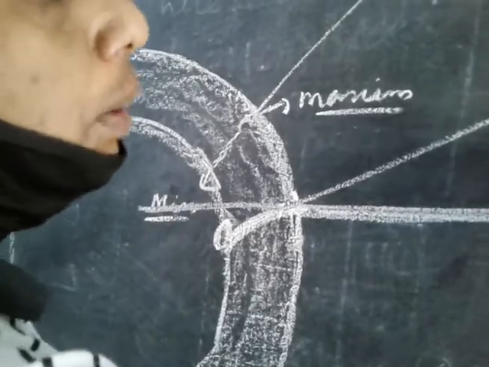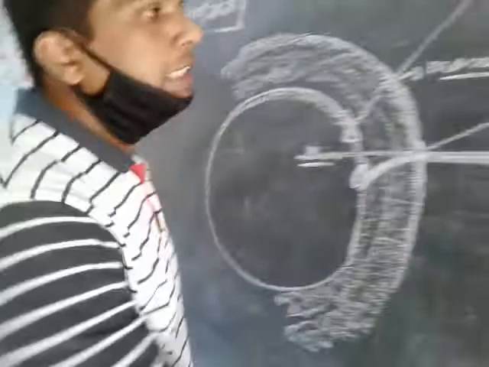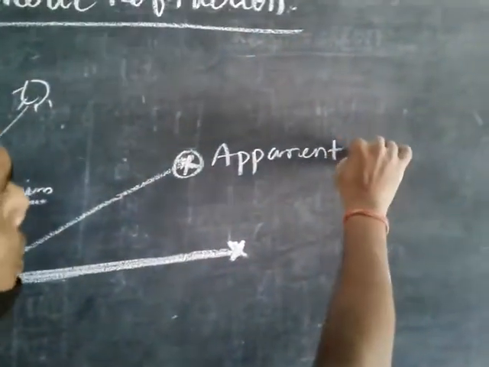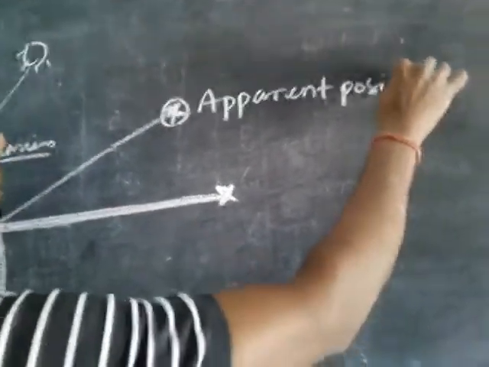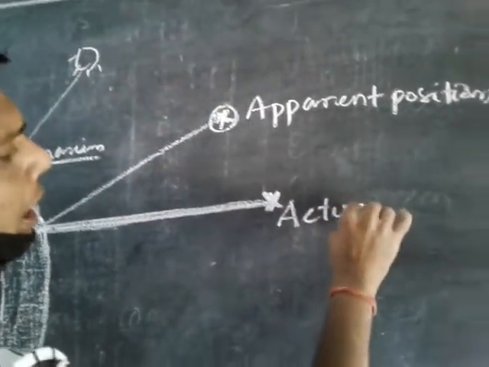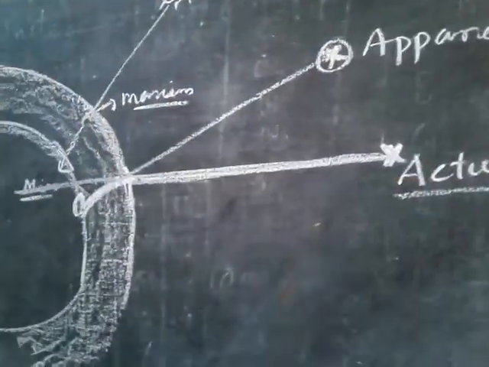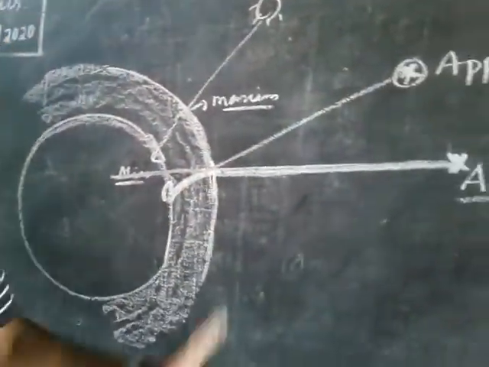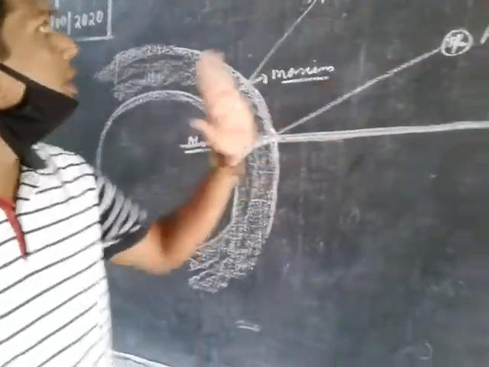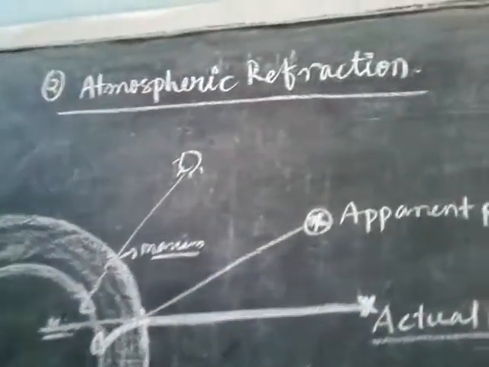That means this object looks like it is here. This is the apparent position of the object, and this is the actual position of the object. Therefore, this apparent position is always above the actual position. So this is known as atmospheric refraction. And its application is also very important.